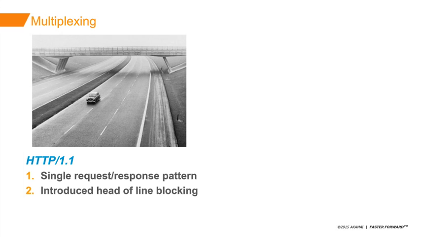The first feature we can look at is multiplexing. Back in the HTTP 1.1 world, you'd have a single request response pattern. This means that for every request there was a single response. That means that we often had the introduction of head-of-line blocking. So in the example we've got here of a car travelling down a motorway, in order to transmit data, the car would have to travel to one end of the motorway and then travel all of the way back. If that car were to break down mid-route, then it wouldn't be able to start transmitting any other data until that car had been fixed.